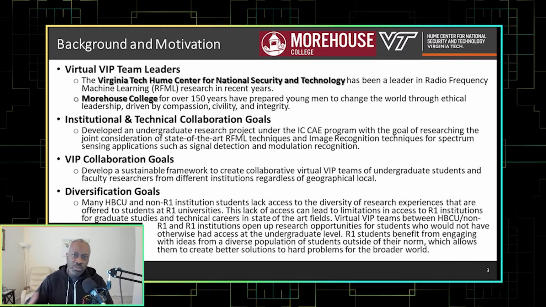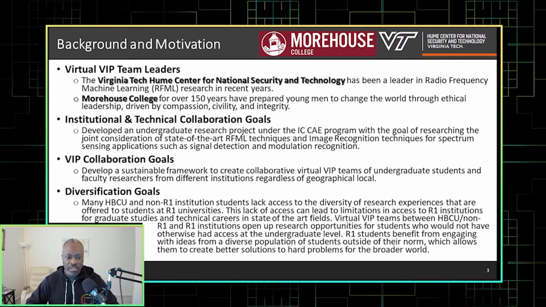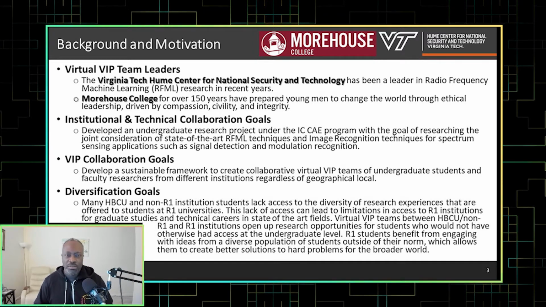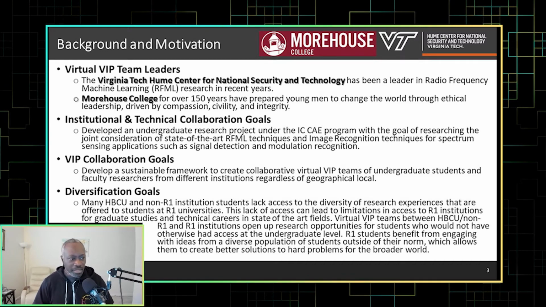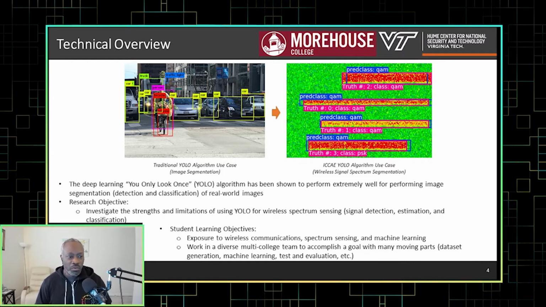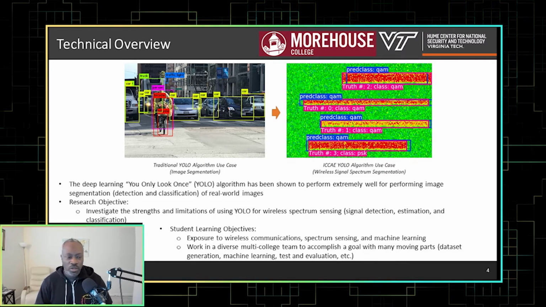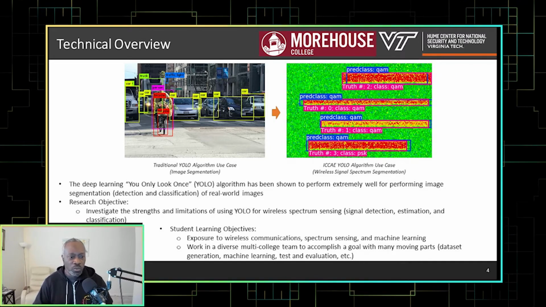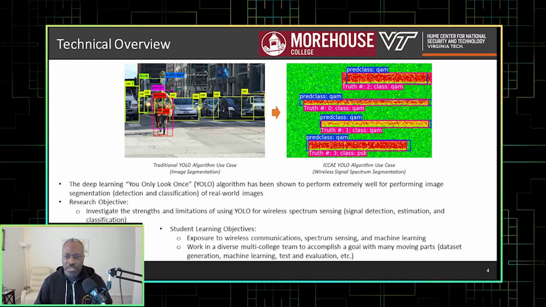And it's also giving students who are at a Research One a broader experience. So when they develop problems, when they develop solutions, they can develop better solutions for a broader world. Next slide, Chris. So here's an image of kind of what we're doing here. So we're using a thing called YOLO, which stands for You Only Look Once algorithm. It's a deep learning algorithm, and it's used mainly for image processing.